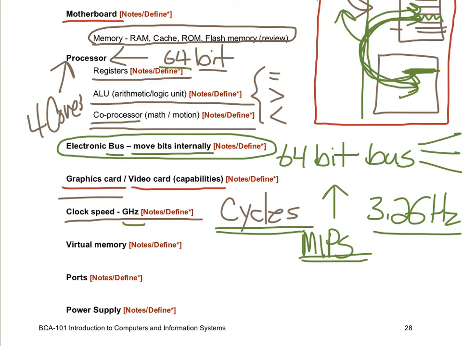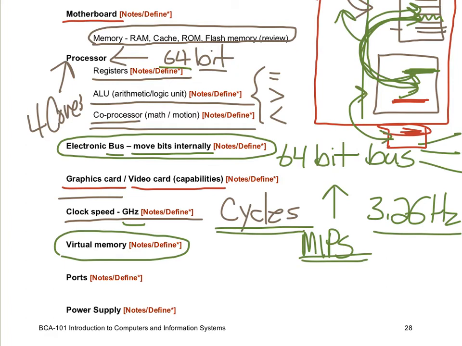Now, here's another thing that's extremely important. We'll talk about virtual memory. Up here we have our memory, but you can take and put some memory on the hard drive and make the computer think it's regular memory. So it's called virtual memory.